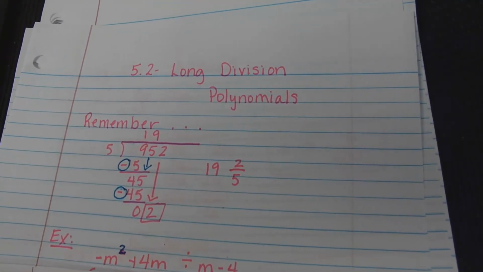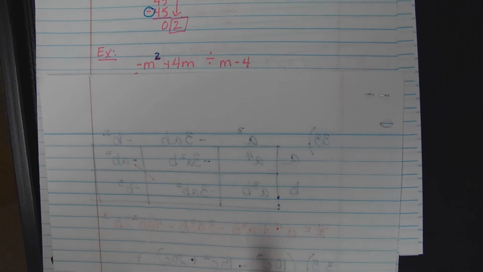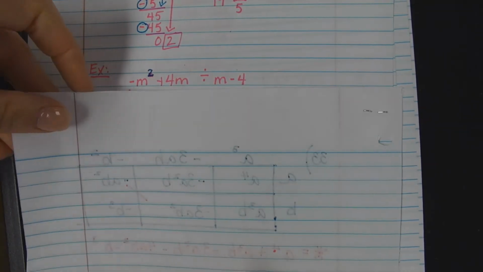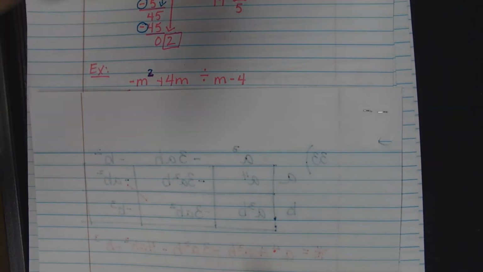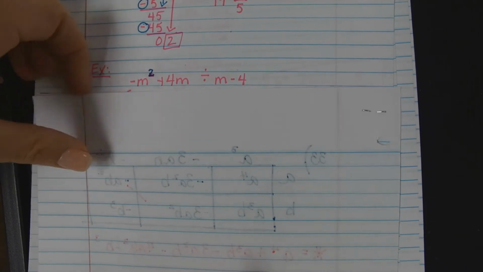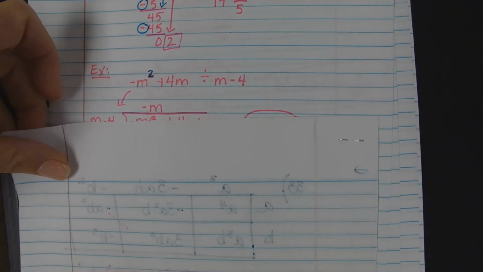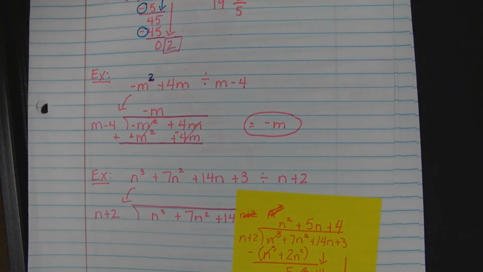Quick review. Here we go. All right, how do you write this as a long division? You need to rewrite it. You're going to write it just like you did up here. Here you go. Here's actually the answer.